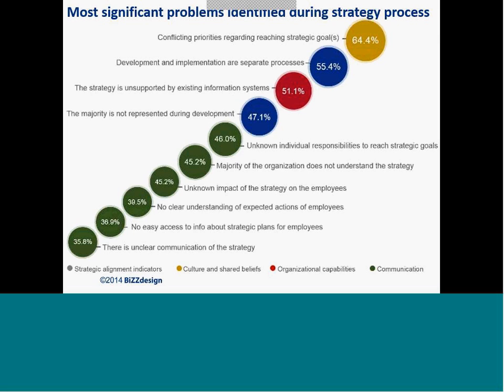The last 6 points are oriented on communication: responsibilities to reach target goals, and understanding of expected actions of employees. It's all about translating and communicating what is expected from people. And also in that field, there's a lot to improve.